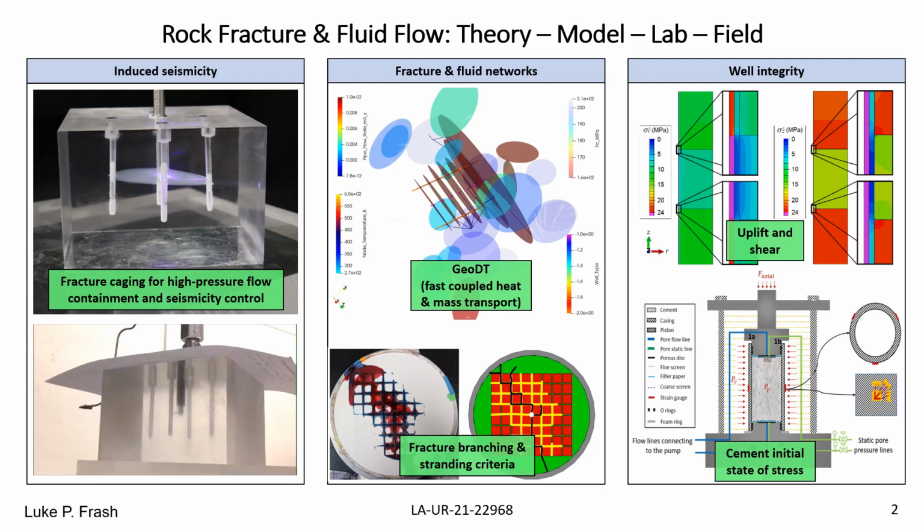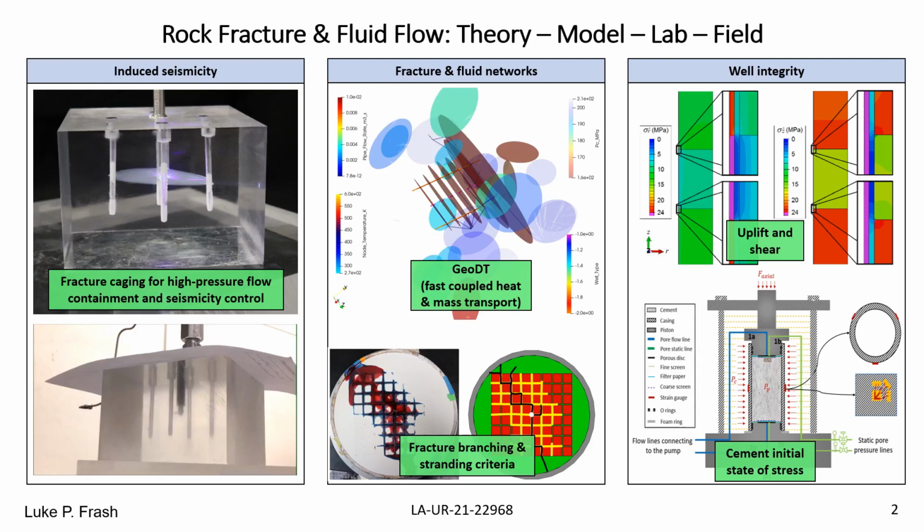In the center, you can see a screenshot from GeoDT, which is a recent code that we developed here that is designed to look at coupled geomechanics between stimulation, fluid flow, natural fracture networks, multi-well systems, heat transfer, and ultimately electrical power production. In the bottom plot, you can see a fracture branching study.